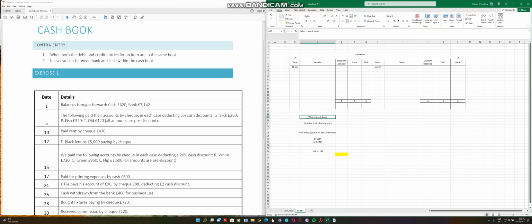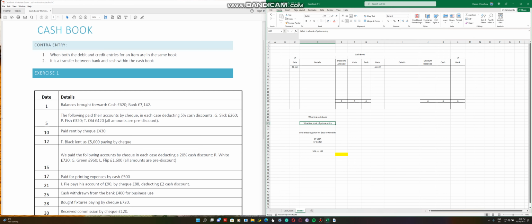First off, we will start by discussing what a cash book is. A cash book is a part of the books of prime entry. You have 7 books of prime entry, and the cash book is one of them. What is a book of prime entry, you may ask? Prime entry means where it is first recorded. If you have a business transaction, it's first recorded in these books of prime entry.